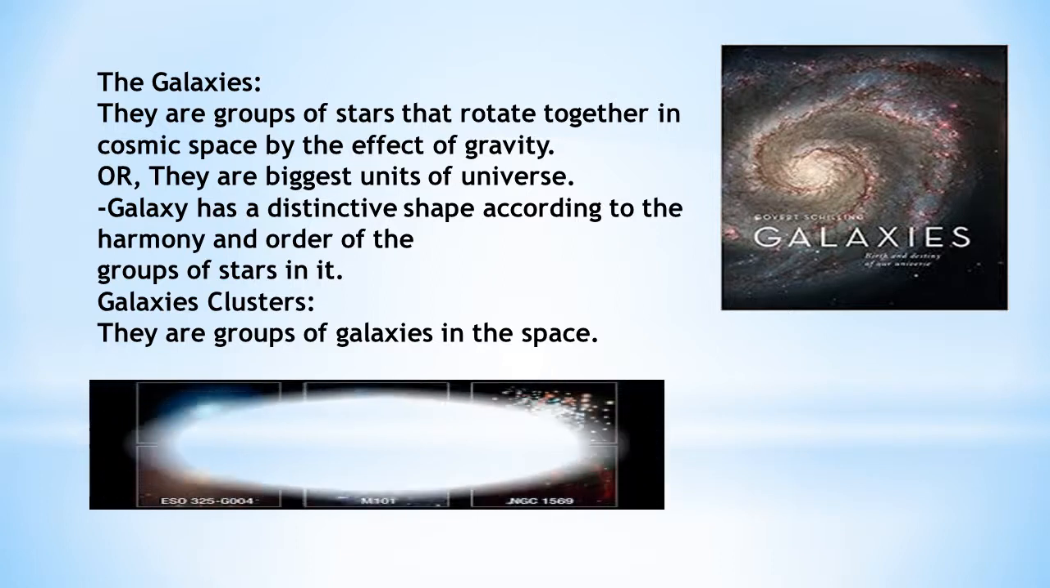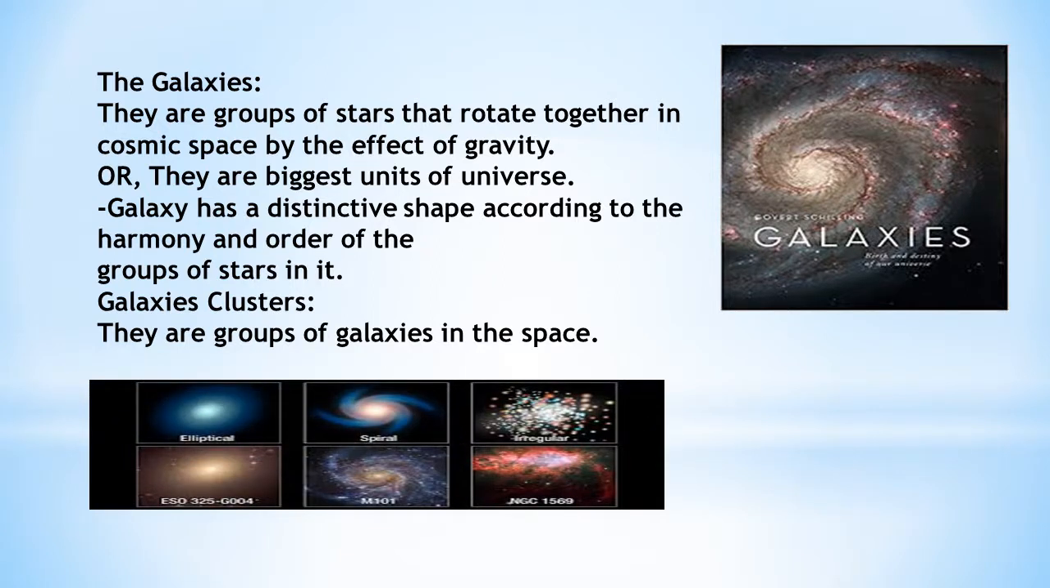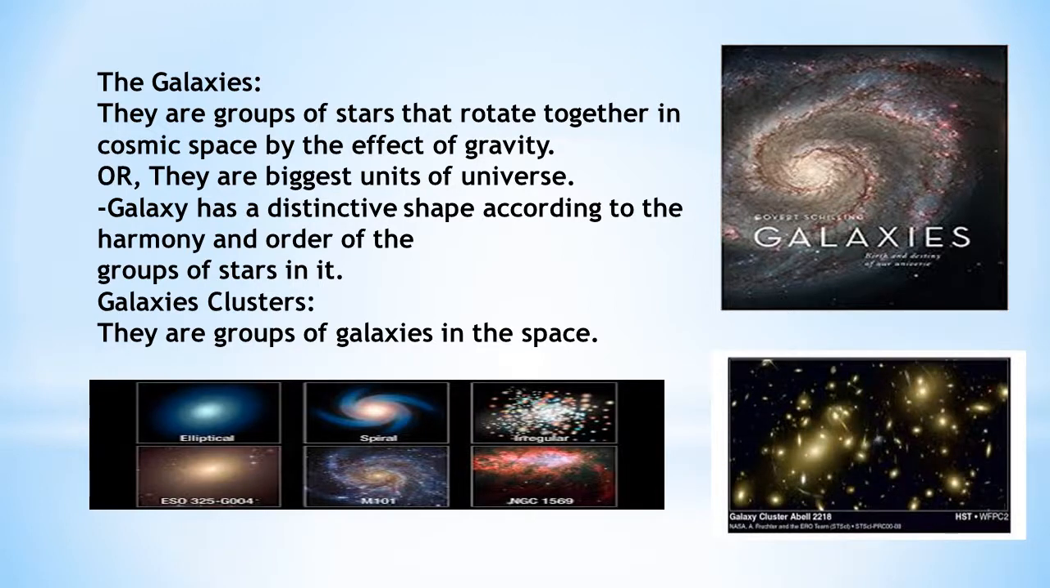The galaxy has a definite shape according to the harmony and order of the groups of stars in it. Like what? Like galaxies cluster. Galaxies cluster are groups of galaxies in space. So galaxies form the universe, and groups of galaxies together are called a galaxies cluster. There are many shapes of galaxies, and we give them many names according to their shape.